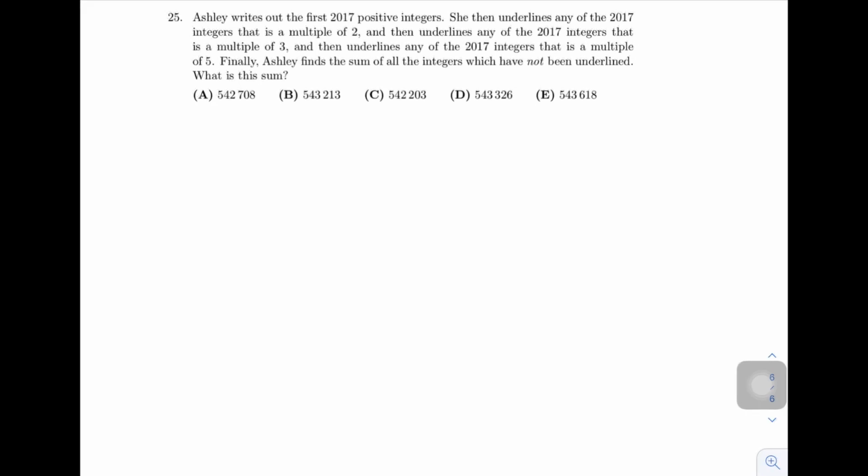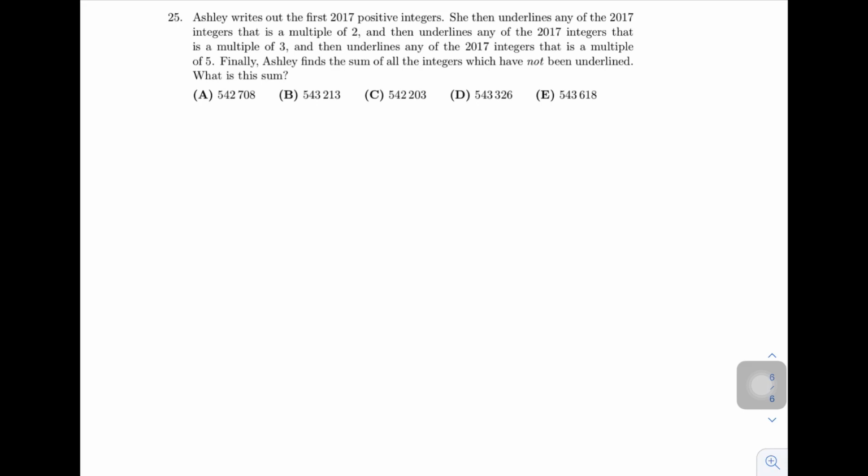For this question, we need to find the sum of the first 2017 integers, then subtract the sum of the multiples of 2, then subtract the sum of the multiples of 3, and then finally subtract the sum of the multiples of 5. However, after that, we should realize that some of the multiples of 2, 3, and 5 overlap each other and were subtracted multiple times, which is not what we intend to do. So we need to find the lowest common multiple of 2 and 3, 2 and 5, 3 and 5, and 2, 3, and 5. And then we need to subtract the multiples of the sum of those lowest common multiples.